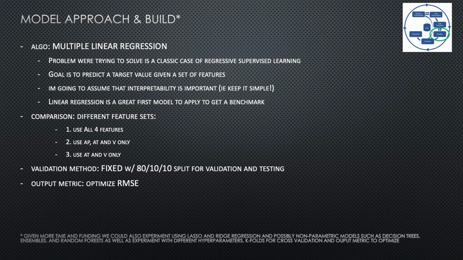Given more time and funding, I could have maybe experimented using lasso and ridge regression here. There's a little bit of non-parametric shape to some of the features here, so I might have used decision trees, ensembles, random forests. I could have used different hyperparameters or k-folds for cross-validation and a different output metric, but for now I think I'm happy. I'm going to go with this, and I built my model, and let's see the results.